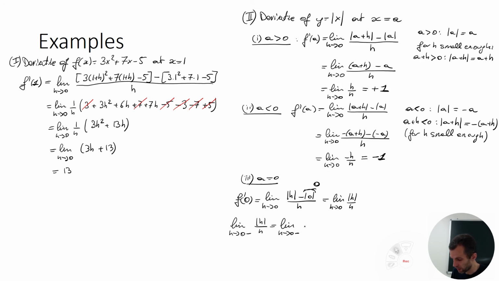So h going to 0 from the negative side, absolute value of h over h: here h is negative, so we get the limit of minus h divided by h, and we get minus 1. Whereas for the limit h going to 0 from the positive side, we get that this is limit of h over h, which is plus 1. So in particular, we see that these two things are not equal. So the limit overall does not exist.